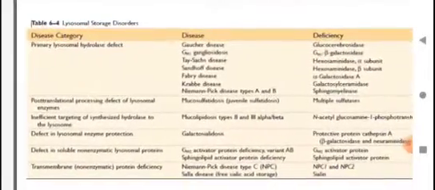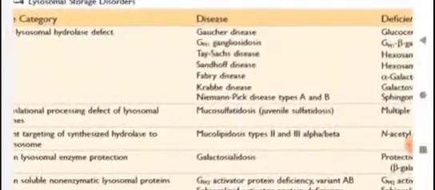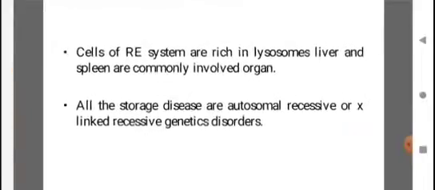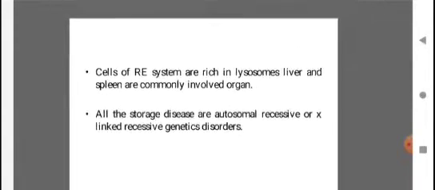So this is a table which shows various lysosomal storage disorders like Gaucher disease, Tay-Sachs disease, Sandhoff disease, Fabry disease, Krabbe disease, and Niemann-Pick disease. So these are the important lysosomal storage disorders. Cells of reticuloendothelial system are frequently involved because they contain high amount of lysosomes in cytoplasm. All these storage diseases are autosomal recessive or X-linked recessive genetic disorders.